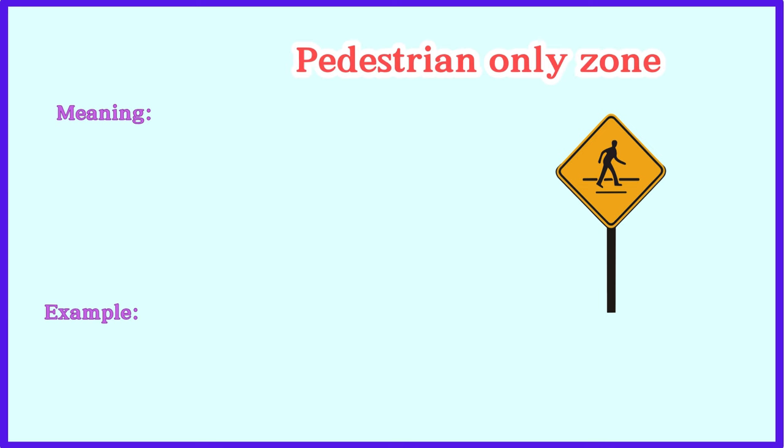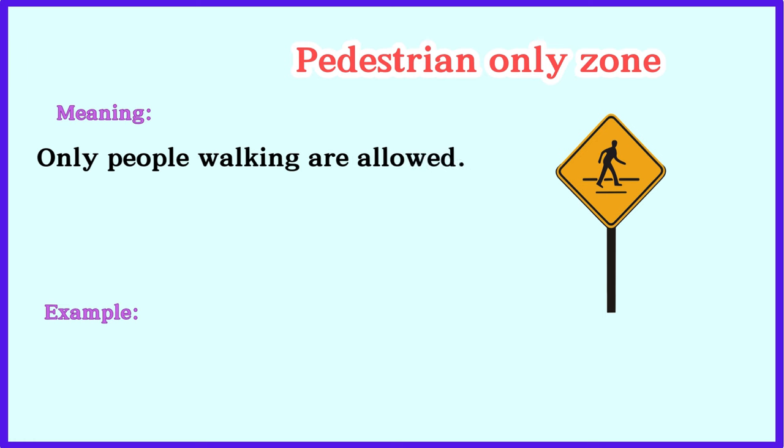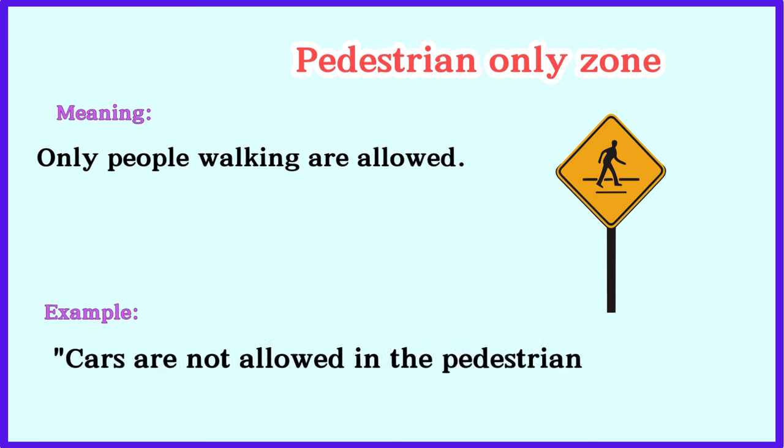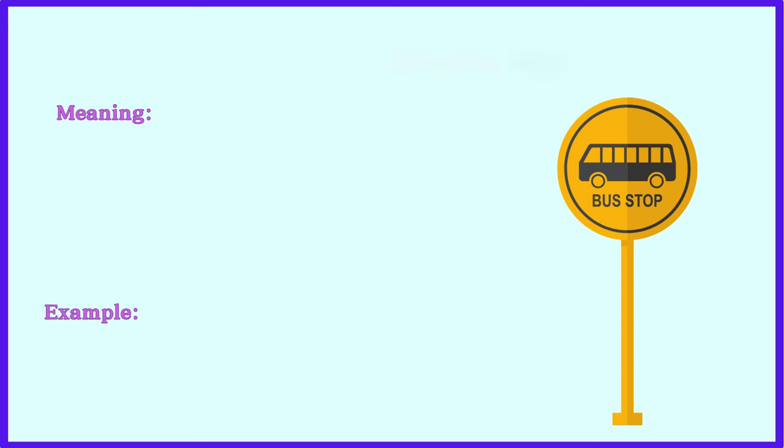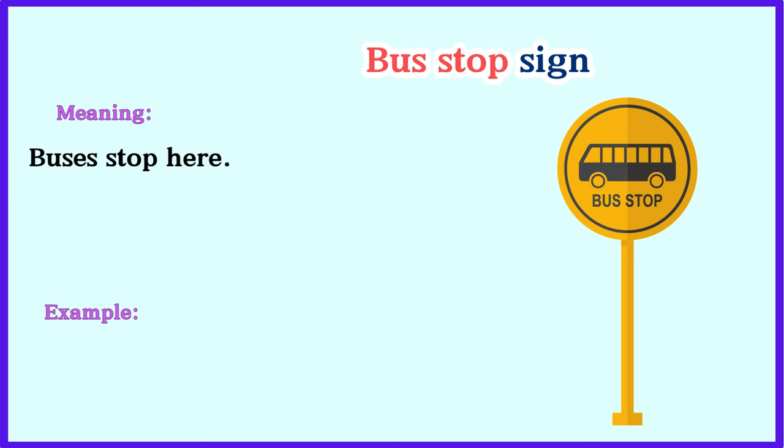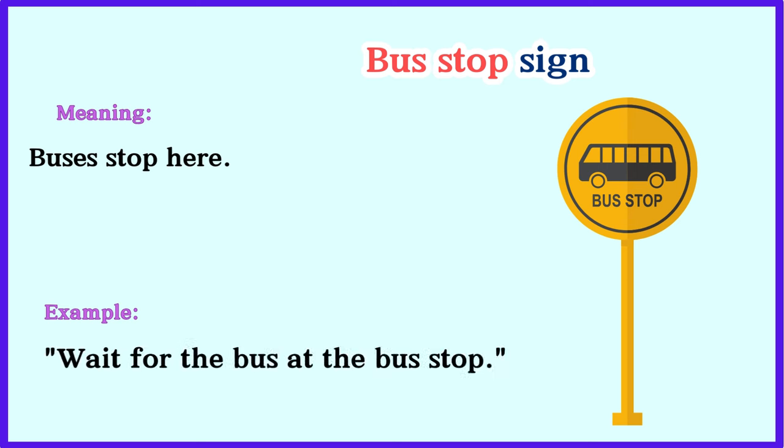Pedestrian only zone. Meaning, only people walking are allowed. Example, cars are not allowed in the pedestrian only area. Bus stop sign. Meaning, buses stop here. Example, wait for the bus at the bus stop.